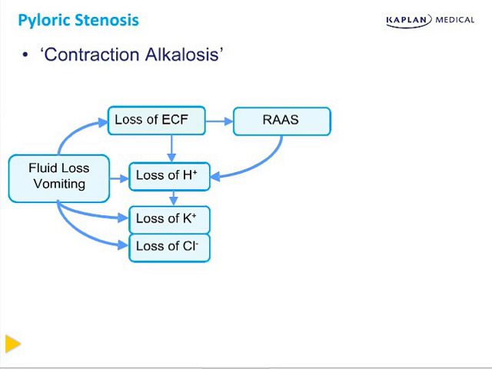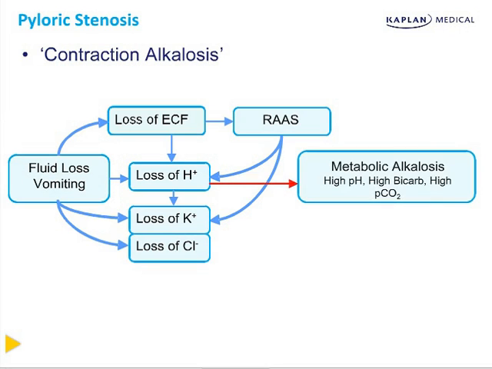It causes the distal dumping of potassium for the sake of taking up sodium and water. So you can see that it's a very complicated scenario that leads to the loss of hydrogen ions in many different ways that ultimately leads to a metabolic alkalosis. Remember, metabolic alkalosis is a high pH, high bicarb, and a compensatory high PCO2.